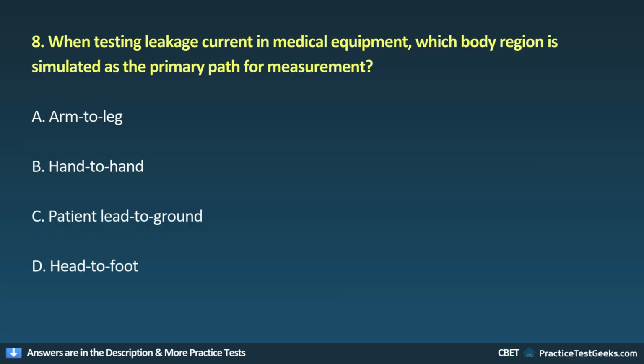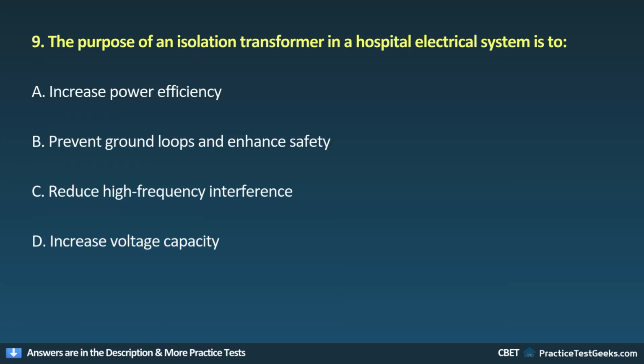8. When testing leakage current in medical equipment, which body region is simulated as the primary path for measurement? A. Arm to leg. B. Hand to hand. C. Patient lead to ground. D. Head to foot.